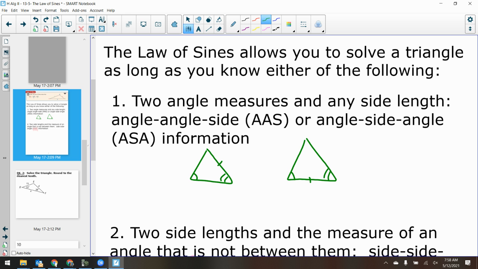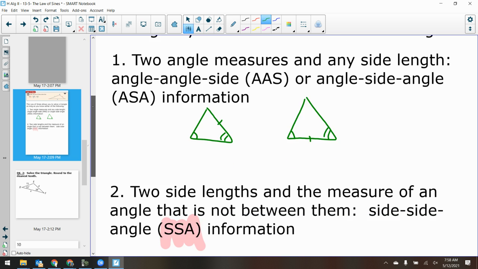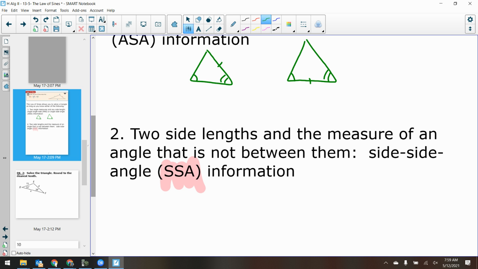No matter what their orientation may be, if you've got two angles and a side, you can use the law of sines. Now, if you have two side lengths and the angle measure that is not in between them, you can use the law of sines, but you have to be very careful. If you create an angle-side-side, you just have to be very careful. This is that ambiguous case.